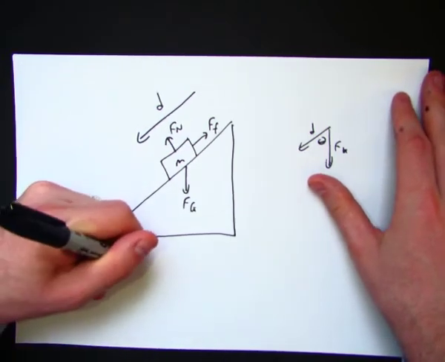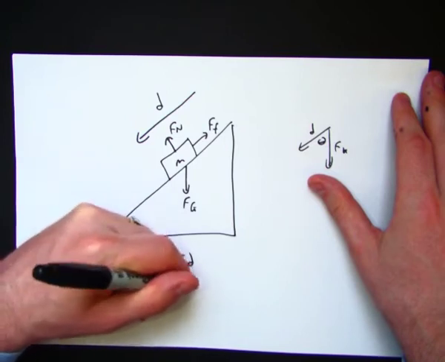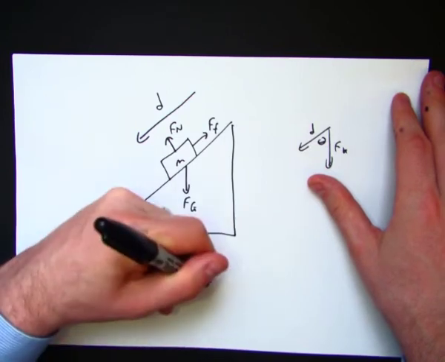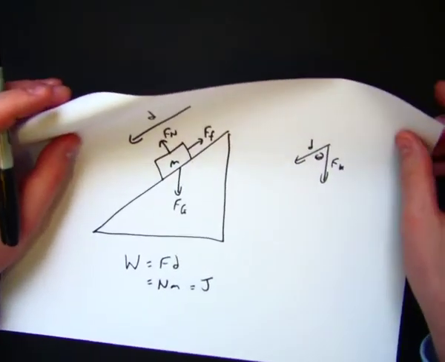In terms of the unit, well, work is equal to force times distance. And again, that's a Newton meter, which we abbreviate as a joule. Okay, capital J for a joule.